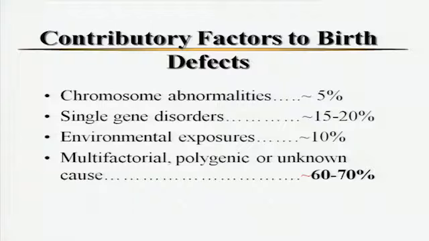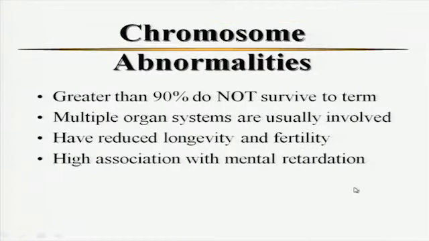Birth defects. When we look at birth defects, about 5% of them are going to have chromosome abnormalities. 15 to 20% are going to be single gene disorders. 10% are from environmental exposures, but look at 60 to 70% are multifactorial, polygenic, or of an unknown cause. Most of your birth defects we have no cause for.